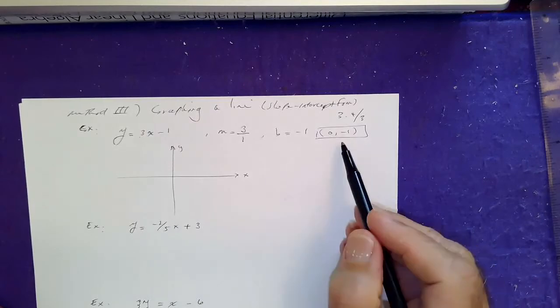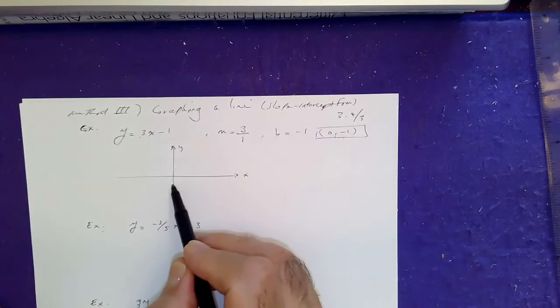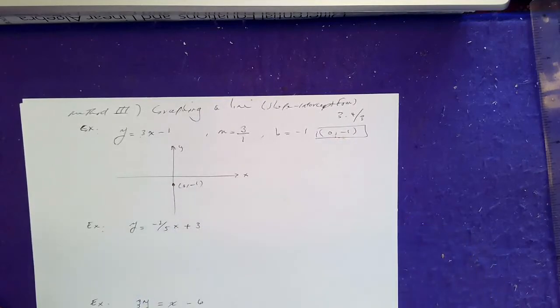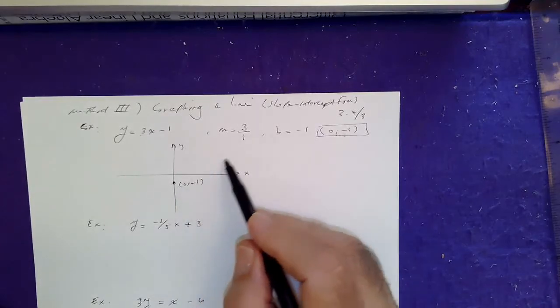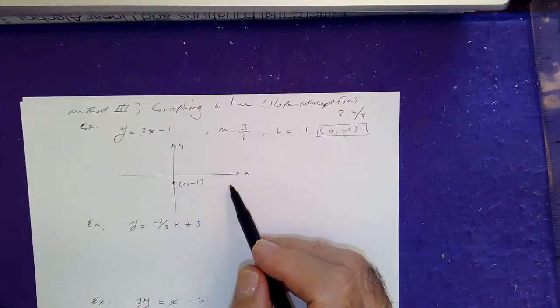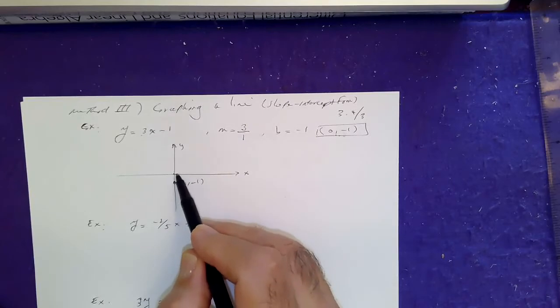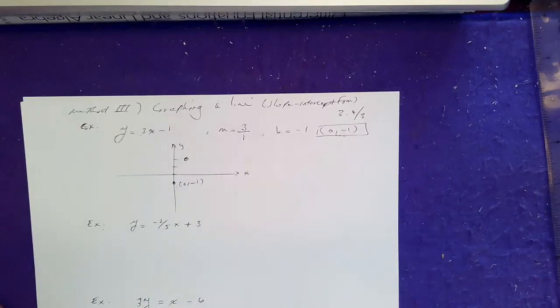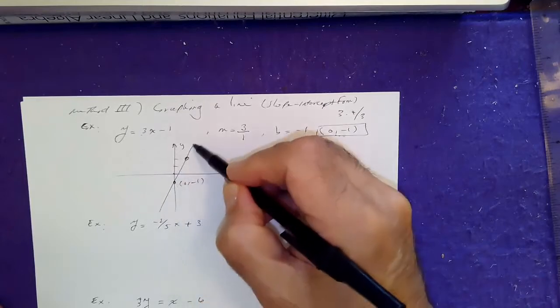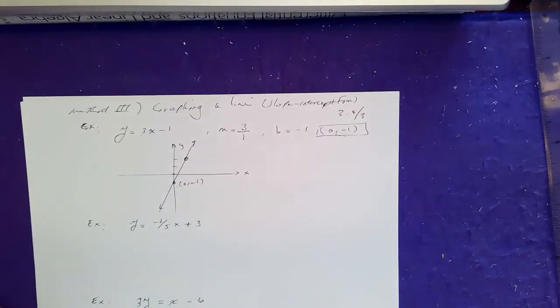So what do we do? First, find out where the line hits the y-axis at (0, -1). Then do the slope at that point. So do the slope. What does that mean? Go up 3, 1, 2, 3, over 1. There it is. There goes my second dot. And what do you know? I have the line. See how easy that was.